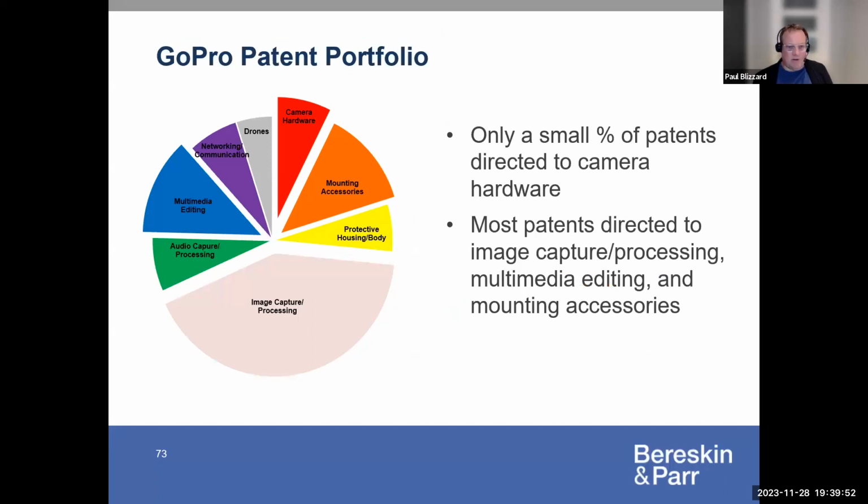And as of recently, you can see only a little bit of their portfolio is actually directed to cameras. There are patents directed to all sorts of other things like drones, networking, multimedia editing, audio capture. It's not just the camera. And this is reflective of a lot of different companies. You'll see patents filed for machine learning, for example. The model itself may only be part of the innovation. There may be lots of innovation directed to how training data is created or prepared.